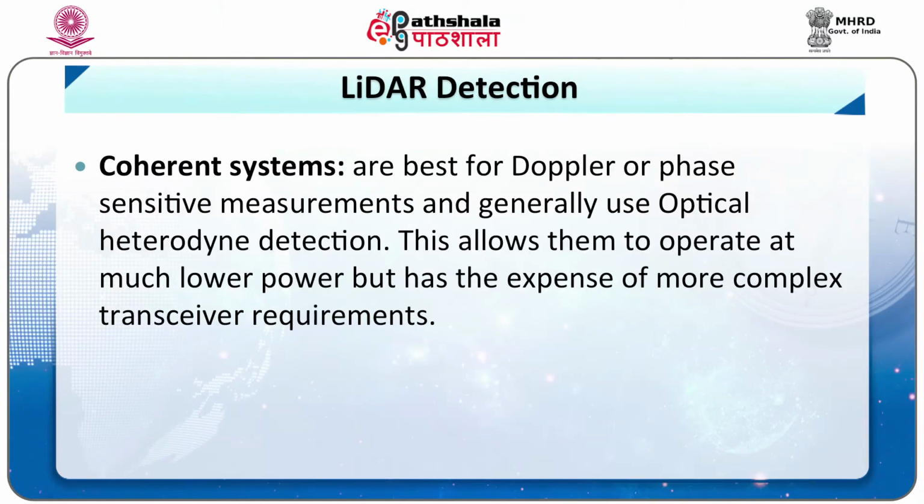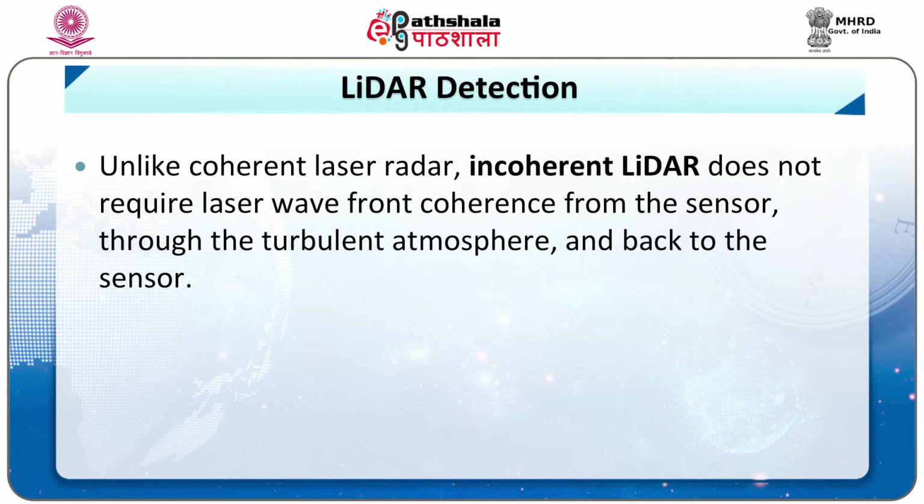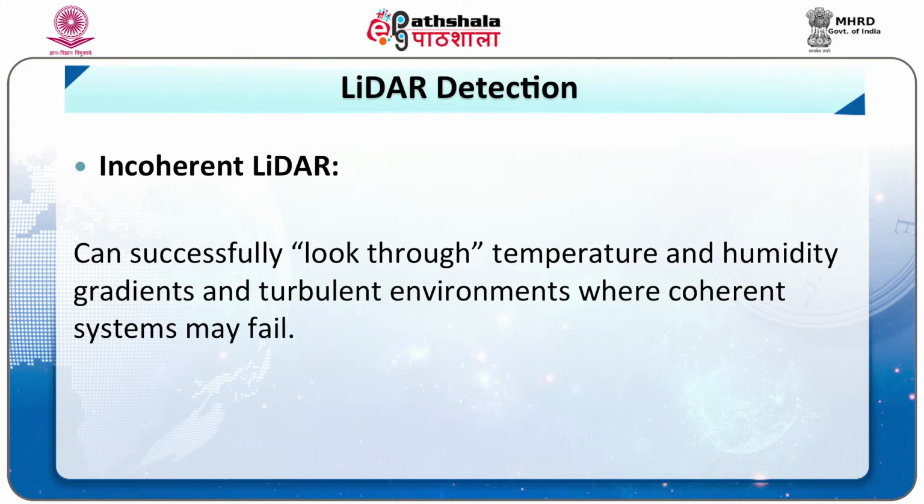Coherent systems are best for Doppler or phase sensitive measurements and generally use optical heterodyne detection. This allows them to operate at a much lower power but has the expense of more complex transceiver requirements. Unlike the coherent radar, incoherent LIDAR does not require laser wavefront coherence from the sensor through the turbulent atmosphere and back to the sensor. Incoherent LIDAR successfully looks through the temperature and humidity gradients and turbulent environments wherein coherent systems may fail.